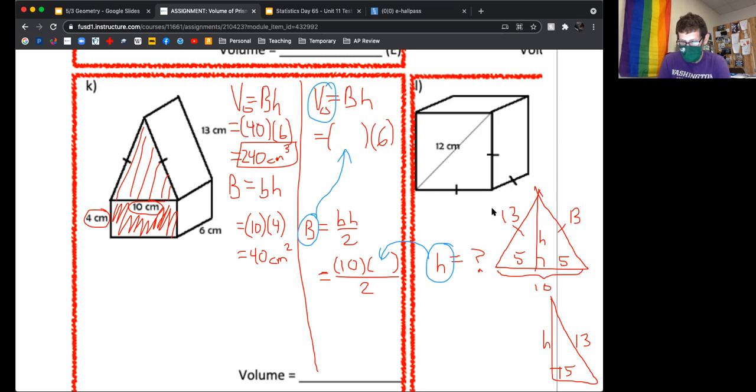With Pythagorean theorem, if we label our sides, we've got 5 squared plus h squared equals 13 squared. I'm just setting it up because you should know how to do Pythagorean theorem. And we know that the hypotenuse is going to be the longest side. Now you can solve for h. I'll put h equals right there, and you can solve for that.